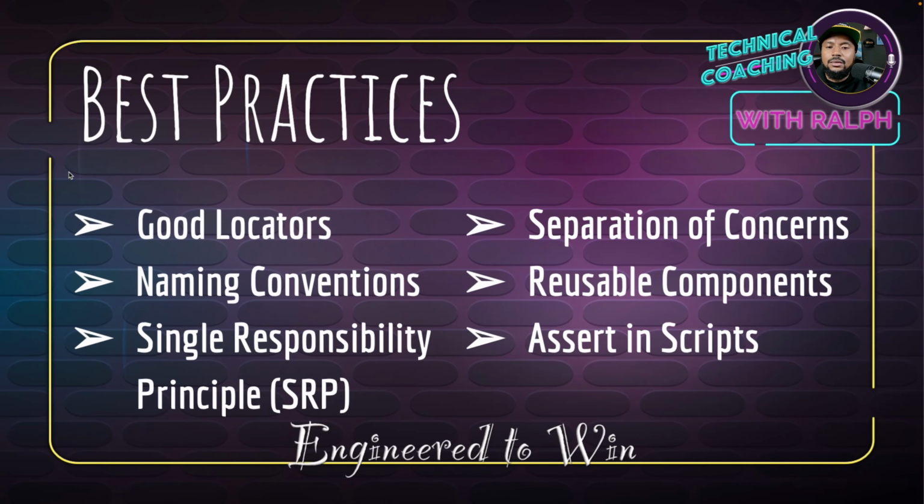All right. So what are some best practices for using the page object model, right? We definitely want to make sure that we have good locators, right? Because good locators are the foundation. If you have bad locators, then your tests are going to be failing all the time.